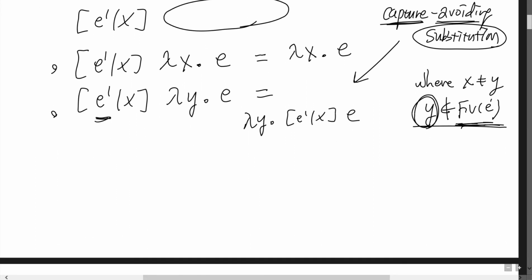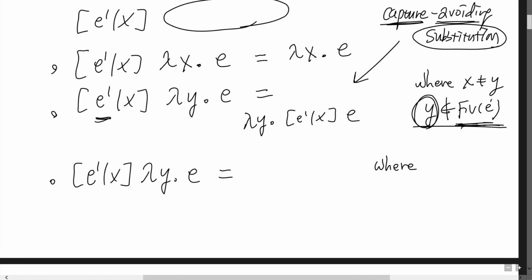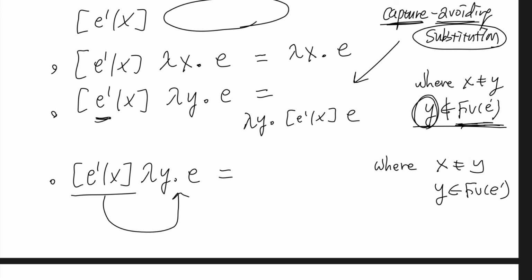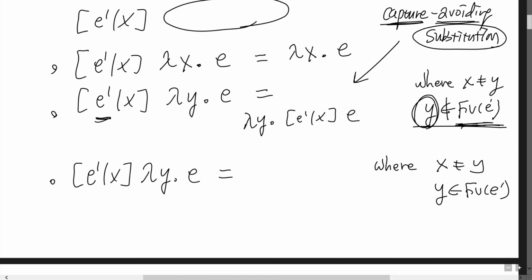Now, what happens if the last case is E prime for x, lambda y dot E? What happens if x is not equal to y? That's good. But y is in the set of free variables of expression E prime. In that case, you certainly don't want to move this substitution inside this lambda body, because as we have seen in the previous example, it's precisely when captures occur. So you don't want to propagate this substitution.